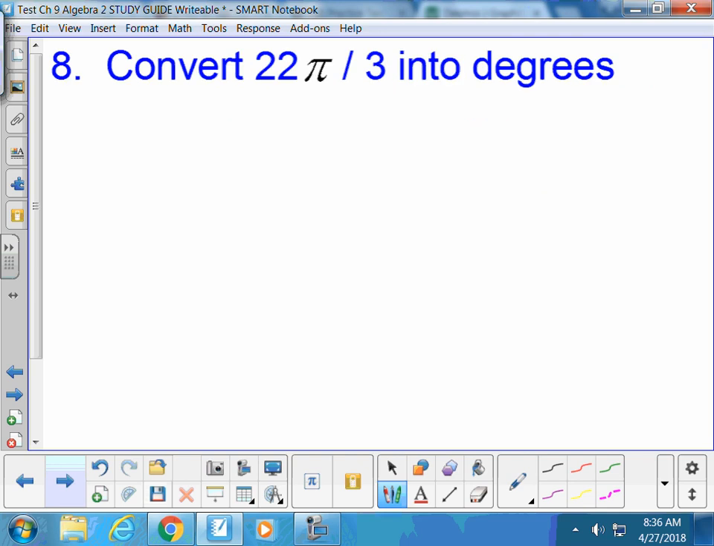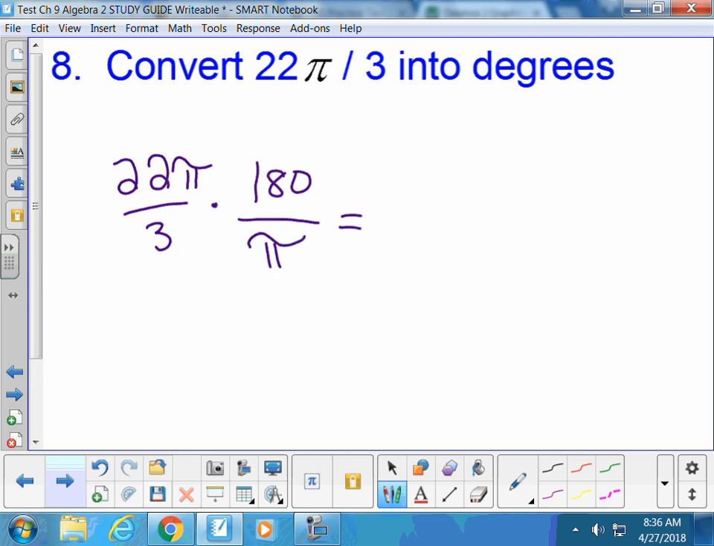All right, time to convert from radians into degrees. So let's start with our 22 pi over 3, and this time multiply by 180 over pi. What's nice about converting in this direction is your pi's always cancel. You're going to cross cancel each other. You scribble them out. Head to the calculator.